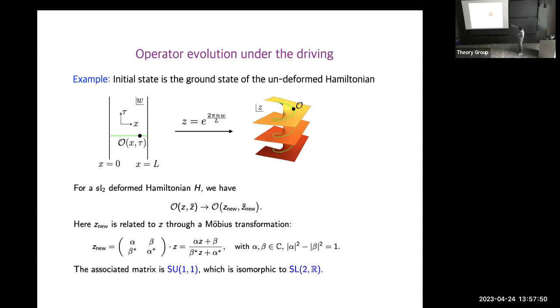So this operator will evolve from the old coordinate Z, Z bar to some new coordinate Z new, Z bar new. The new location is related to the old location by a 2x2 matrix. This is called the Mobius transformation. This 2x2 matrix is an SU(1,1) matrix, which is isomorphic to an SL2R matrix.